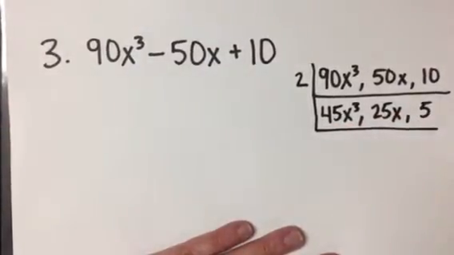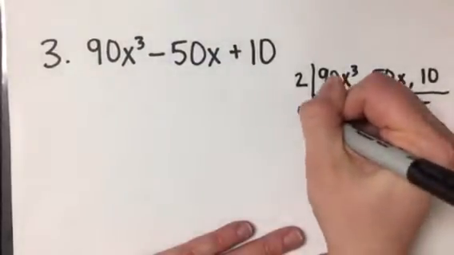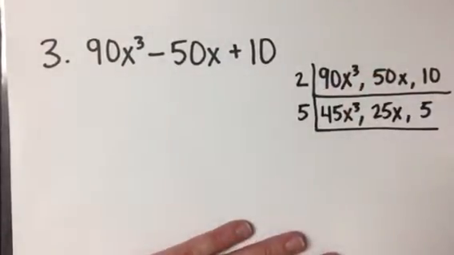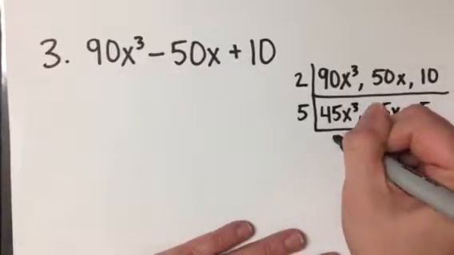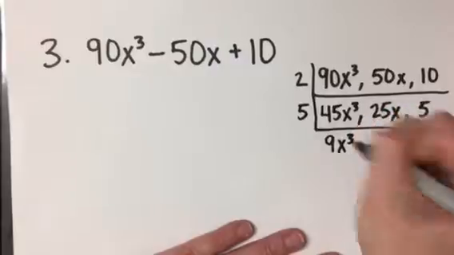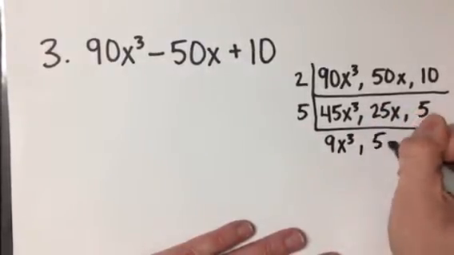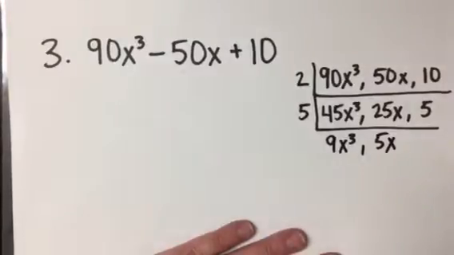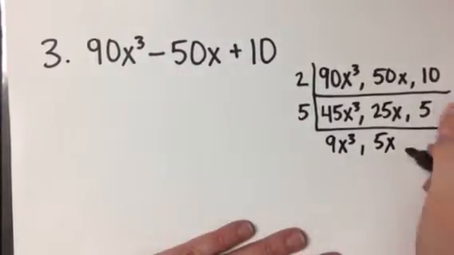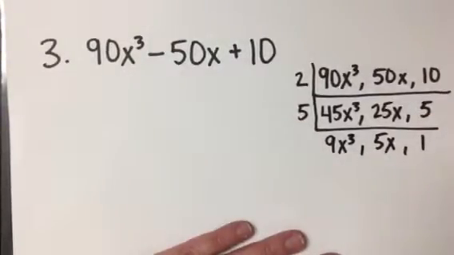Continue to divide by primes. The next prime that will divide into all those terms is a 5. 5 goes into 45x to the 3rd 9 times, and bring down your x to the 3rd. 5 goes into 25x 5 times, and bring down your x. Finally, 5 goes into 5 once.